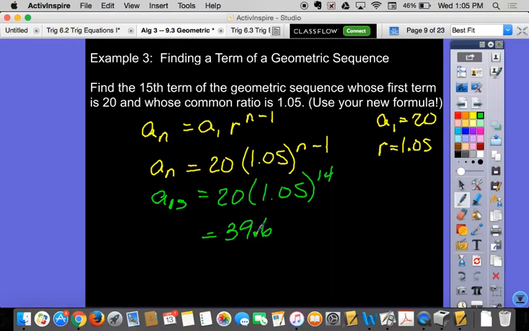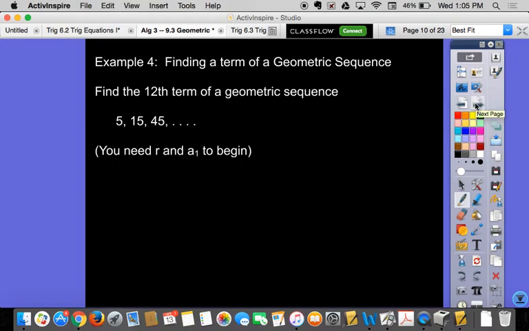It actually is a nice long decimal, and you just have to round it. It rounds nicely to 39.6. So all you're doing is substituting 15 for n, and when you put 15 for n right here, 15 minus 1 generates as 14. Okay, keep going.